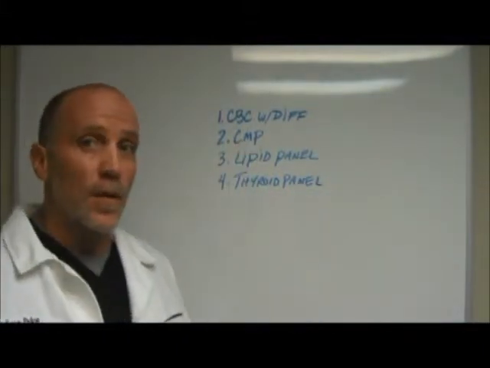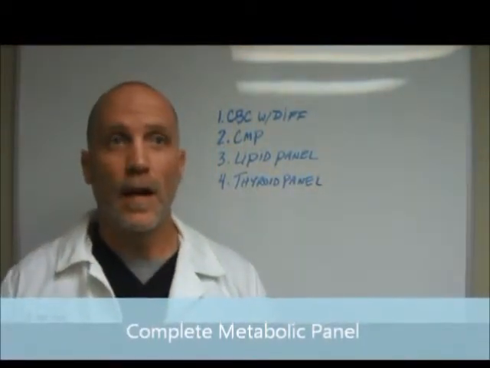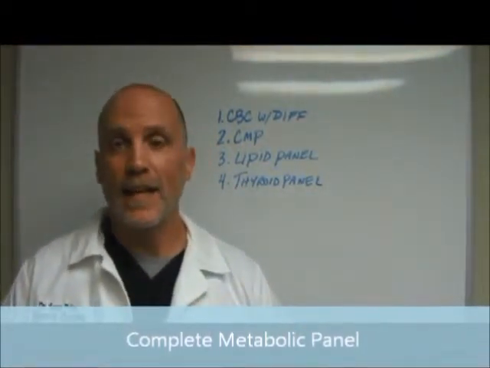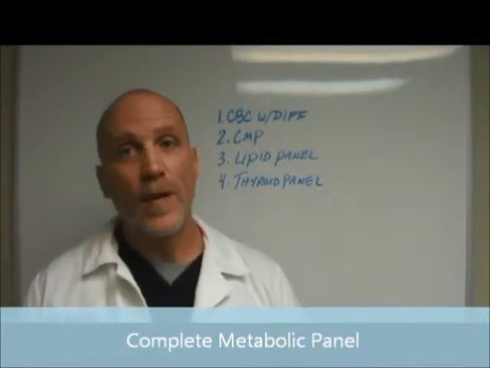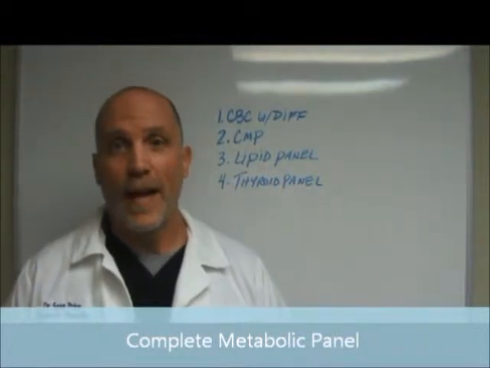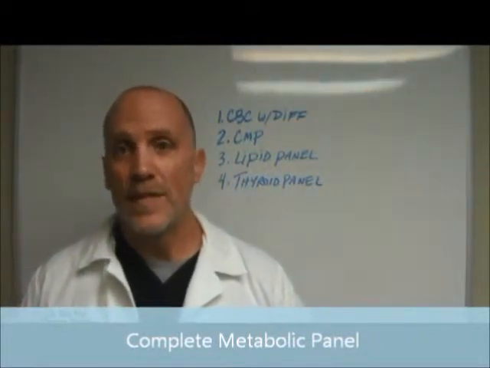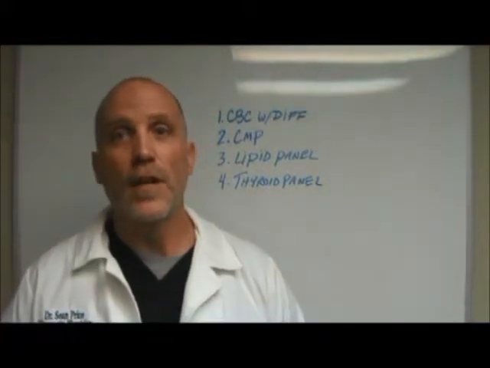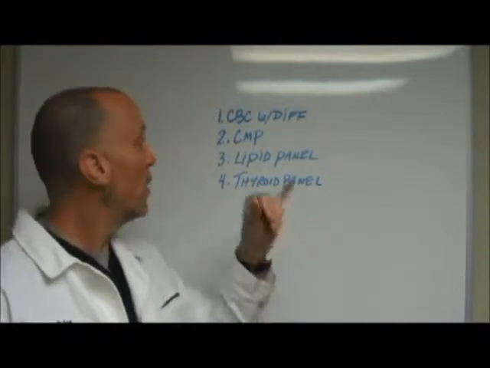The next is what's called a complete metabolic panel. In that metabolic panel, we're looking at different organ functions. We're looking at the kidneys and the liver. There are some findings in there that help direct us towards adrenal function. We're also going to have your blood sugars, so we'll see what's going on with your blood sugar levels and can check your insulin function. Just a whole wealth of information in that metabolic panel.